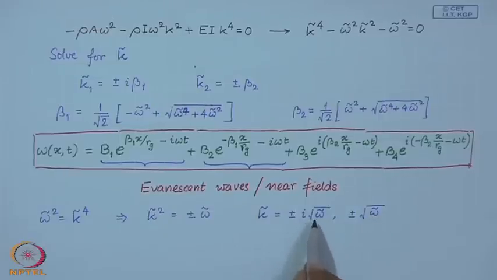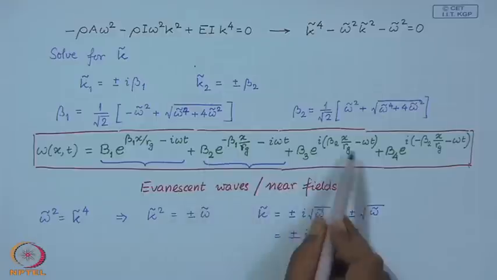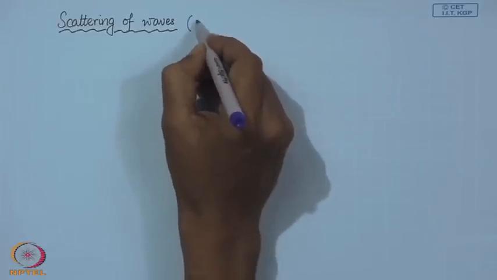The only thing is, suppose I call them beta, then I have plus or minus i beta and plus or minus beta. So, there is no beta 1, beta 2 as in the case of a Rayleigh beam. In the Euler-Bernoulli beam, it is just beta. Now, we are going to look at scattering of waves in an Euler-Bernoulli beam.